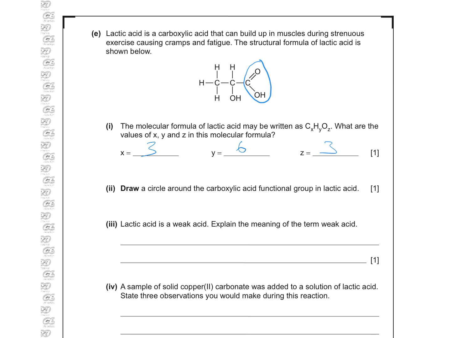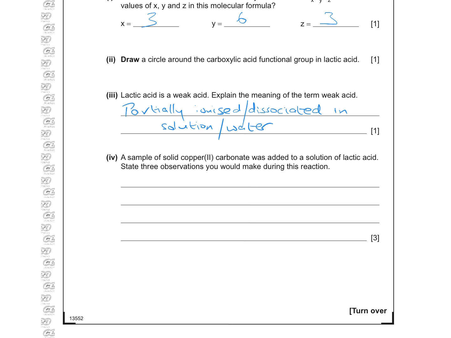Part 3, explain the meaning of the term weak acid. Well, a weak acid is partially ionized in solution. And you can see that the word associated can be used instead of ionized, or water can be used in place of solution.